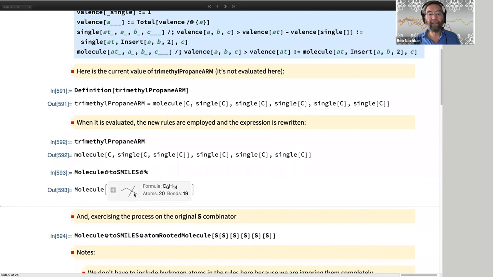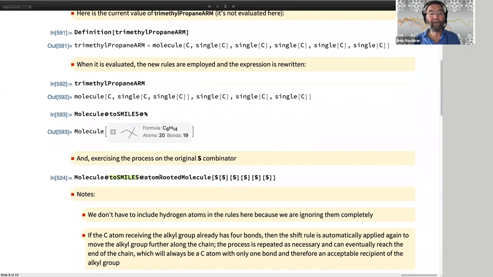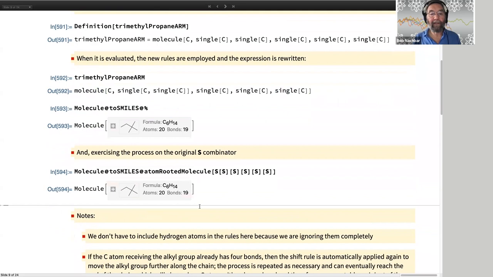We can do the same thing to this combinator itself, converting it to an atom-rooted molecule, and then to SMILES, and then to a molecule, and we get a correct structure. I'd already mentioned that we ignore hydrogens. That's okay.